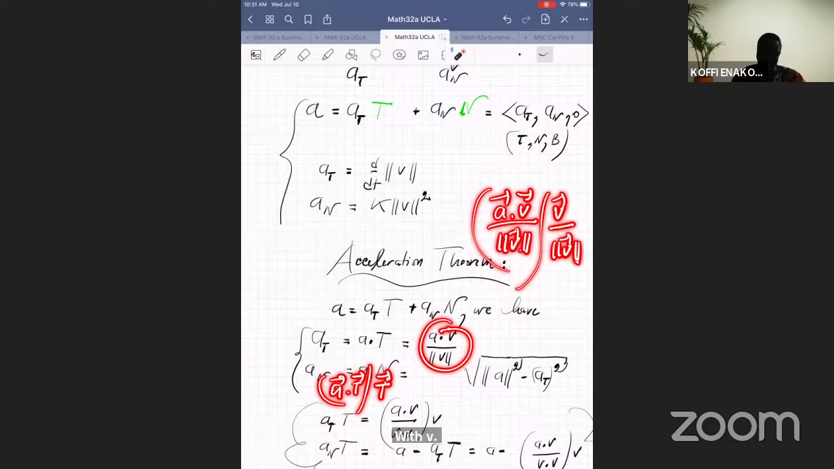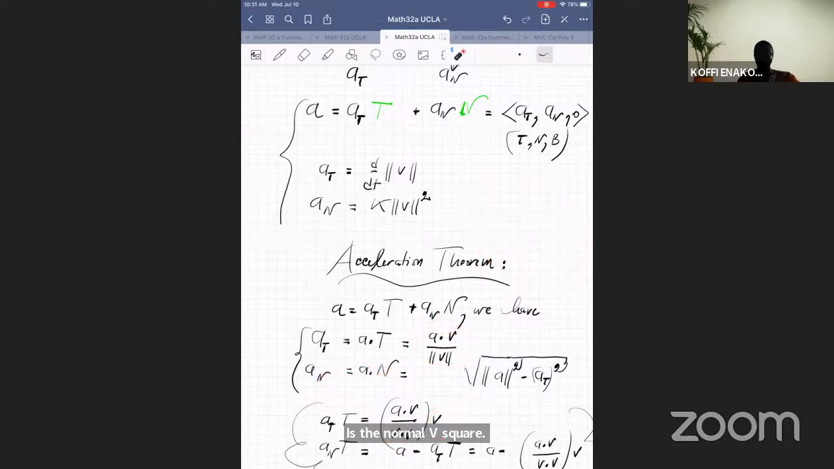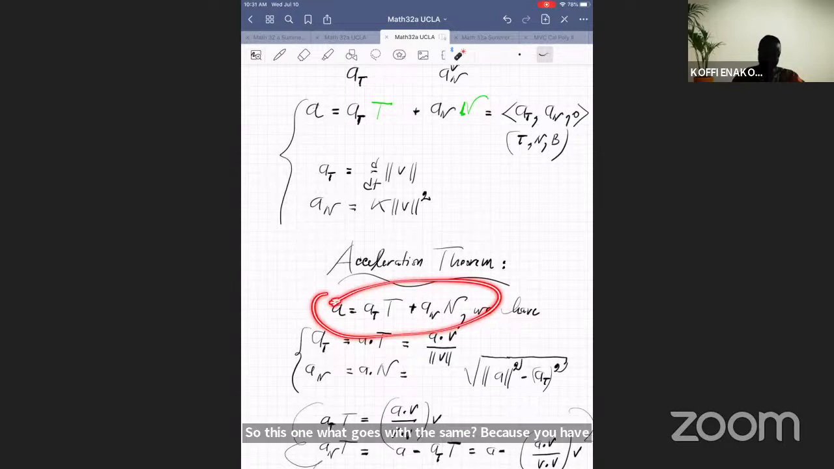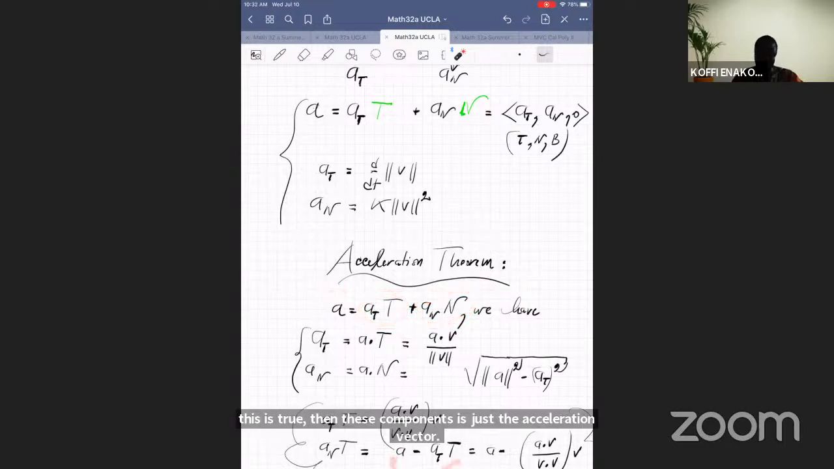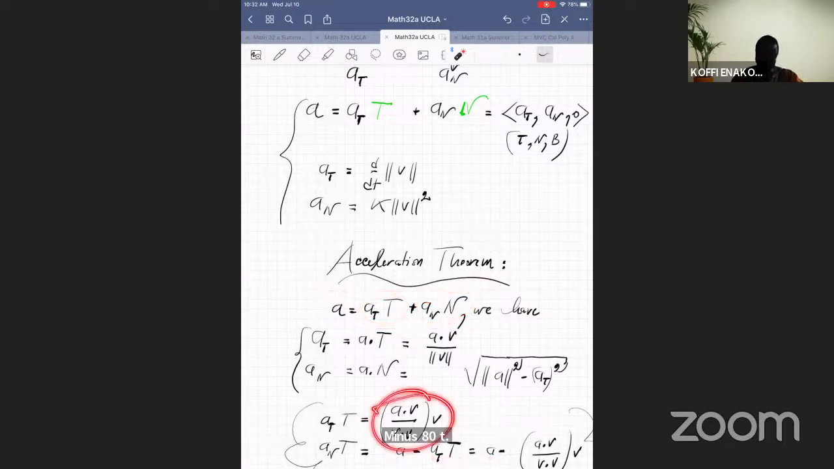Okay, so the norm of v multiplied by the norm of v is the norm of v squared, and the norm of v squared is v dot v, and that's it. So we established this formula. It goes without saying, because this formula is true. Since this is true, then this component is just the acceleration vector minus A_T T, which gives us A minus (A dot V divided by V dot V) scalar multiplied by the vector V.